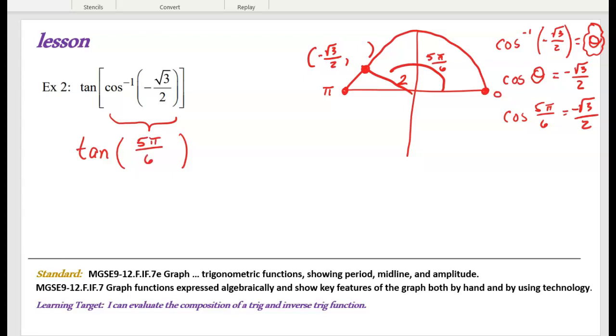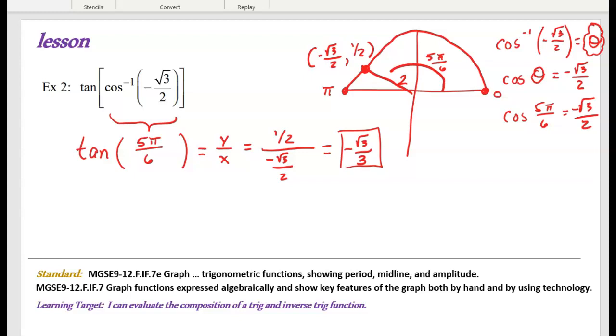Okay? Now, tangent, just to remind you, is y over x. So I know the x-coordinate's negative root 3 over 2. Well, that means the y-coordinate is 1/2. So tangent at 5 pi over 6 is 1/2 over negative root 3 over 2. And I will not do that work only because we've done it a lot. It becomes 1 over negative root 3, which becomes negative root 3 over 3.